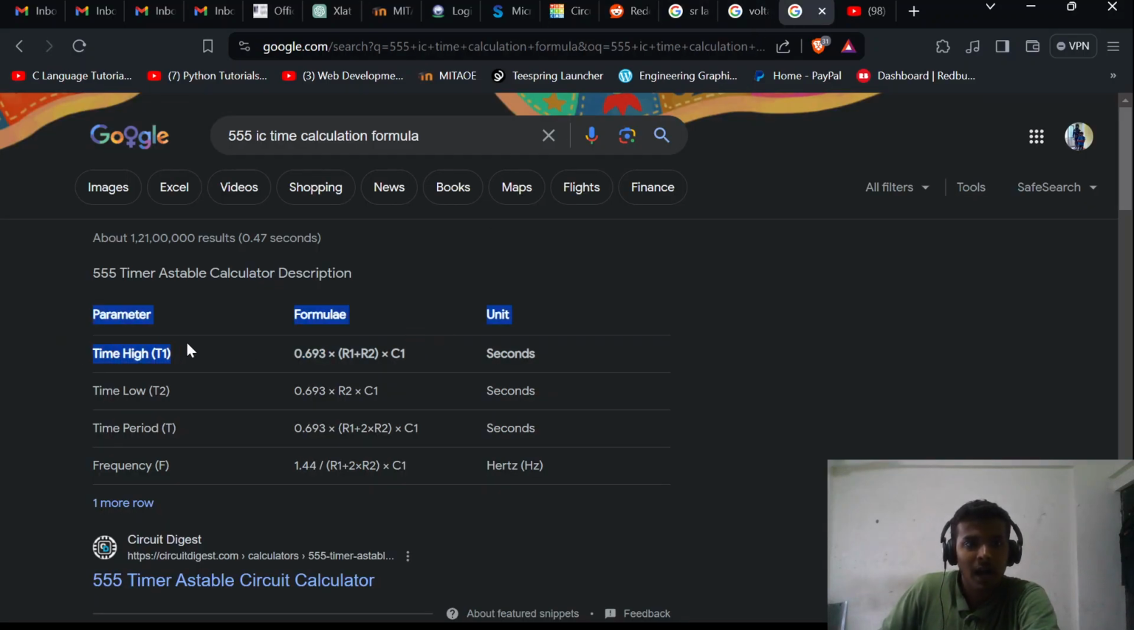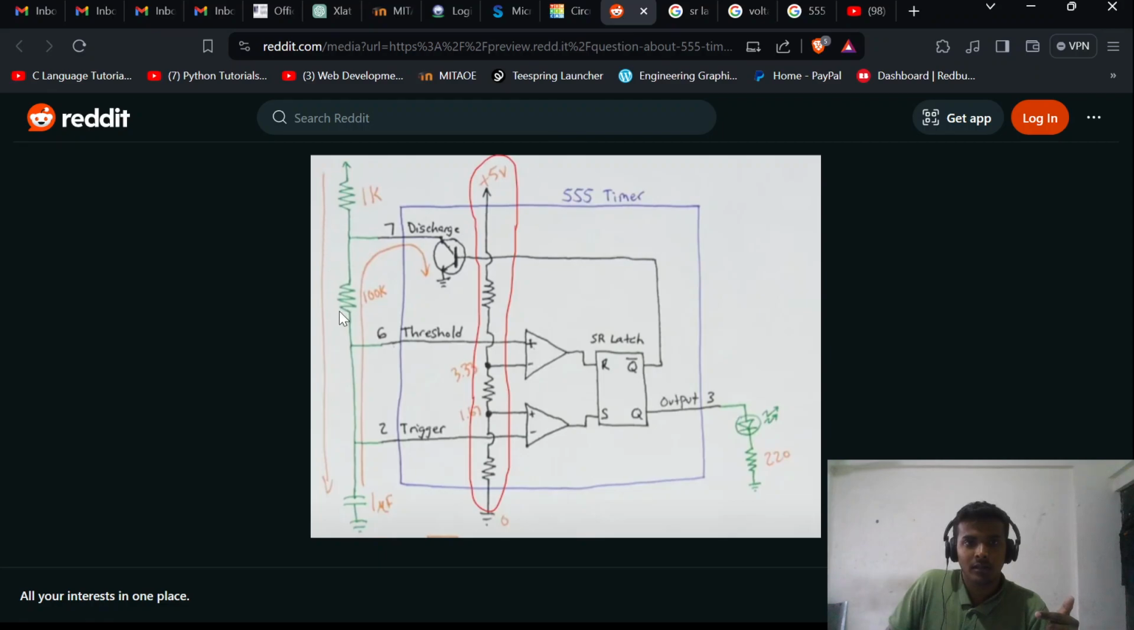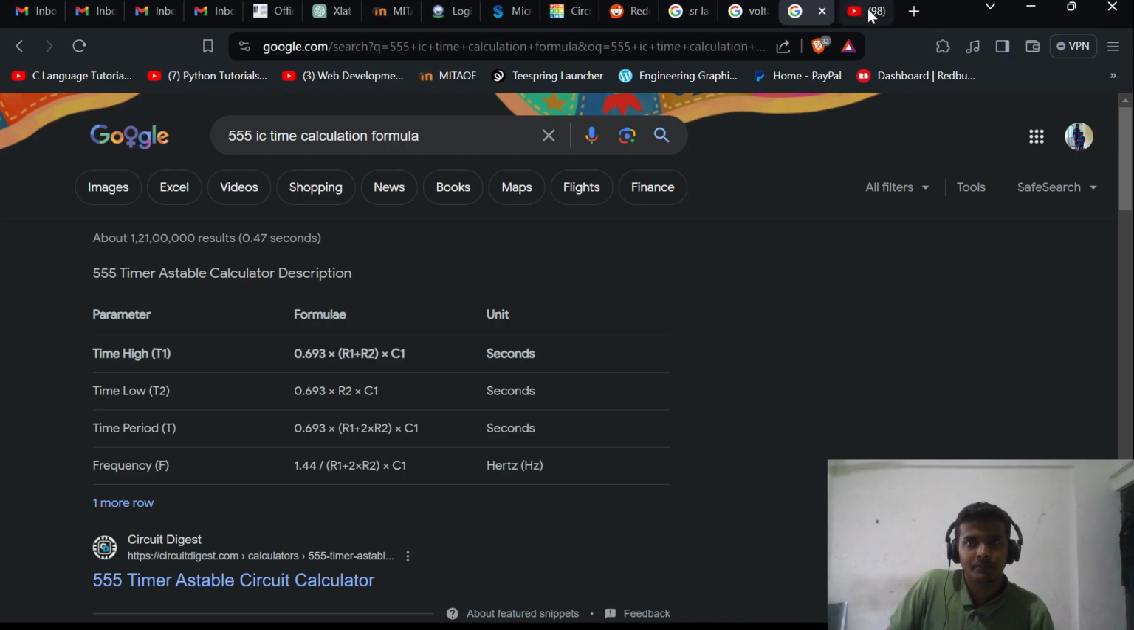This says time high, T1, the amount of time it will be high, it will be 1, is defined by 0.693 multiplied by (R1 + R2) and C1. Now R1, R2 is the resistance of resistor 1 and resistor 2. This top one is resistor 1 and this one is resistor 2. And then we have time low, T2. The amount of time it will stay 0 is 0.693 into R2 into C1.